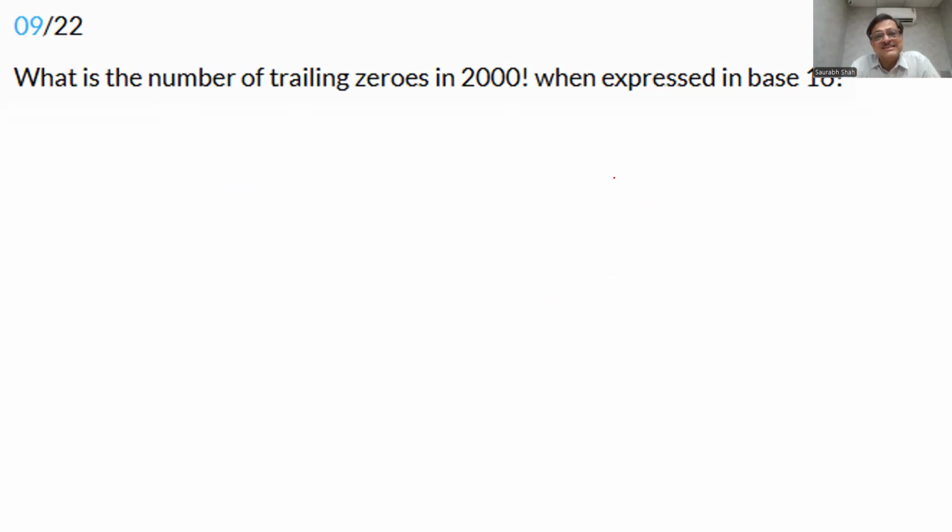What is the number of trailing zeros in 2000 factorial? Not in the standard decimal system, but when expressed in base 16. Of course, we call this the hexadecimal. But let's just talk about 16. When the base is 16, the question indirectly says, what is the highest power of 16? The question is indirectly asking you, what is the highest power of 16 in 2000 factorial?